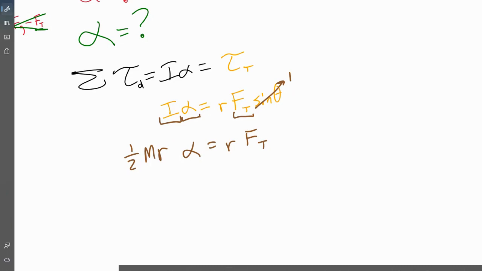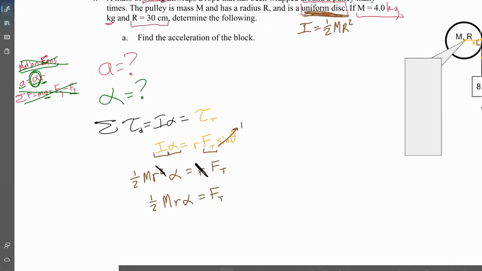Well, we can cancel one of these radii with the squared function. R squared cancels out with the squared, we can cancel with this radius. So we really get this 1/2 mass radius alpha equals force of tension. But we don't really know force of tension, do we? We don't know that yet, but where does force of tension appear?